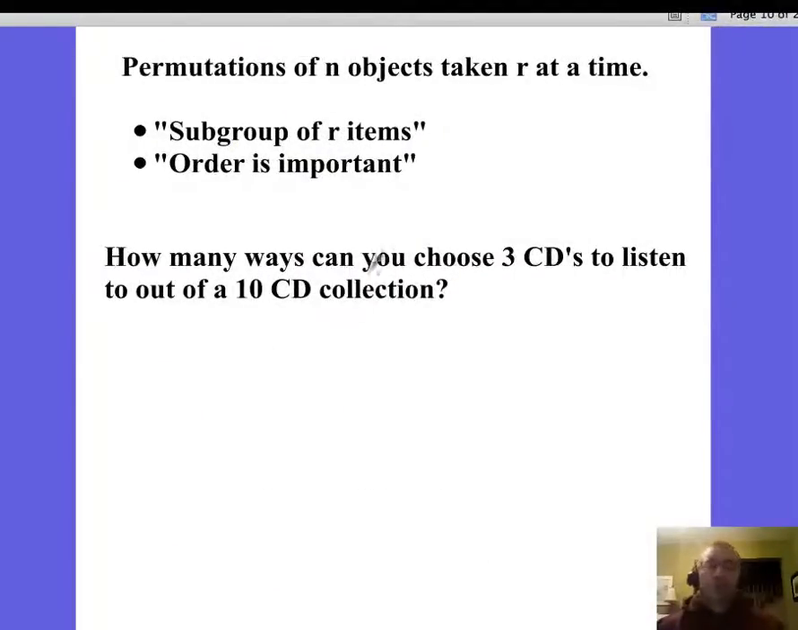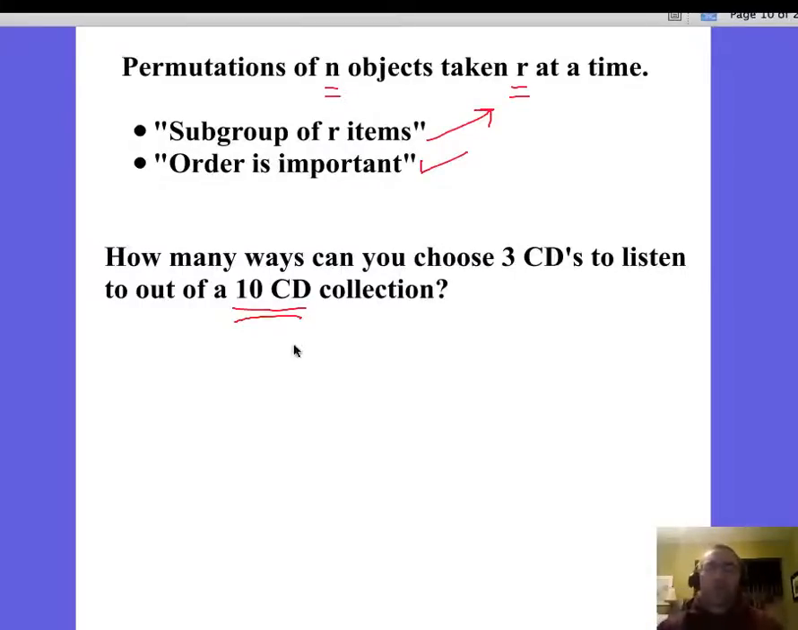All right, now, what if we're going to take a subgroup and do a permutation? In other words, there are n total objects, but we are going to take a subgroup of that out and arrange them. Again, order is important. Here's the idea. Let's say I have 10 CDs. Remember those things? They're round and shiny. And I want to pull out 3 to listen to. So instead of using all of the objects, we're going to pull out 3 and arrange them.